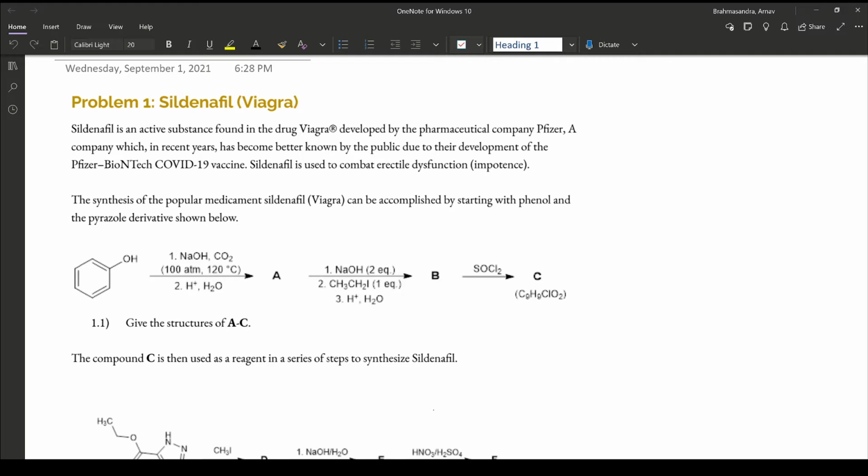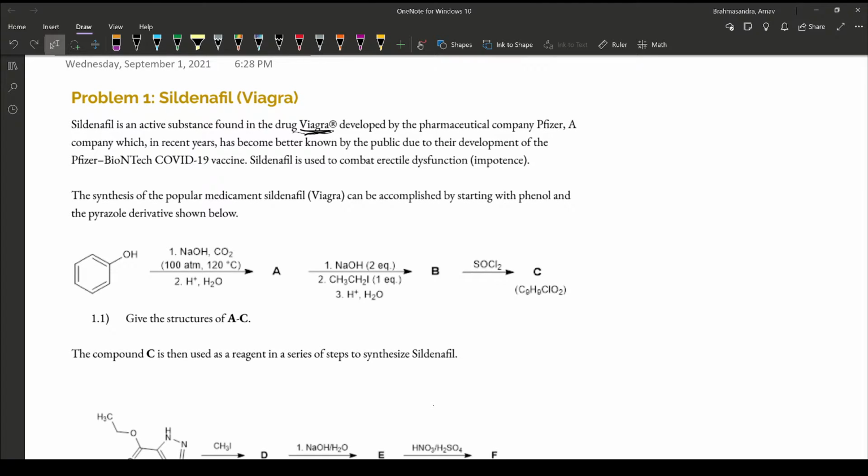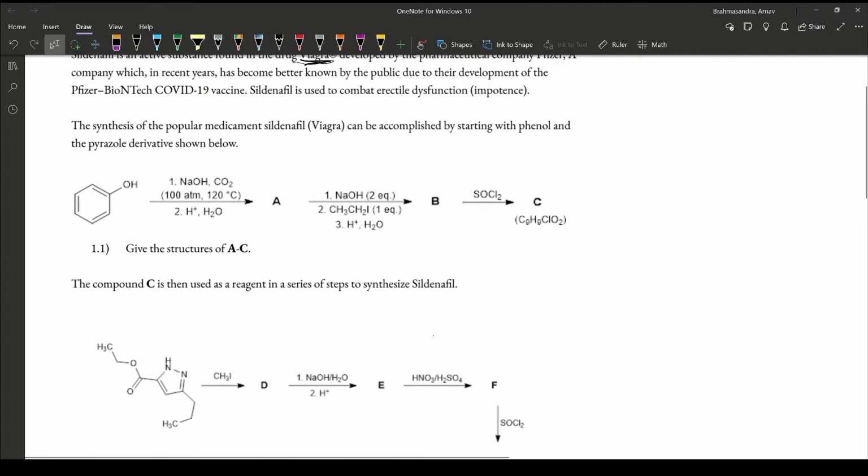So let's just go over it now. Basically, we're talking about synthesizing the active substance in the drug Viagra. So let's just start with the synthesis. We start with phenol and the pyrazole derivative shown below. If we look at question 1.1, we're basically asked the structures of A, B, and C. We just need to look at the reagents and see if we can come up with the structures.